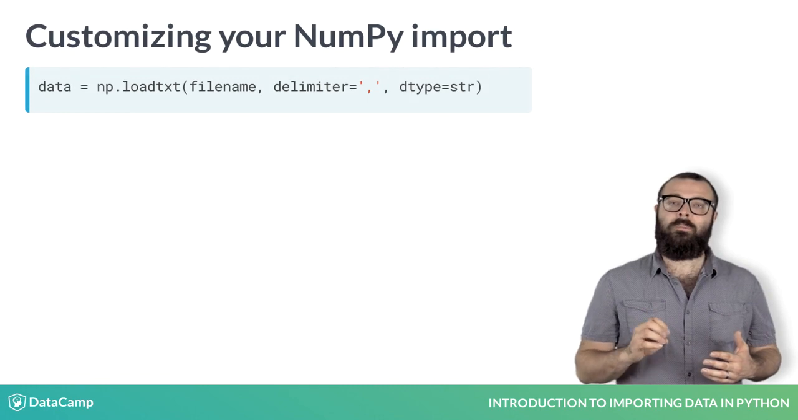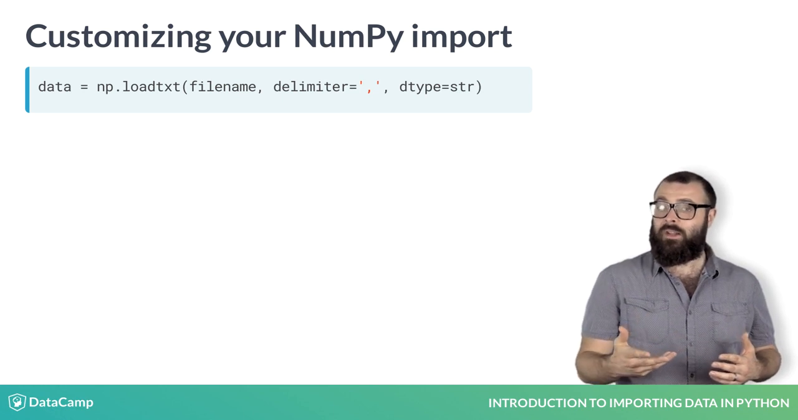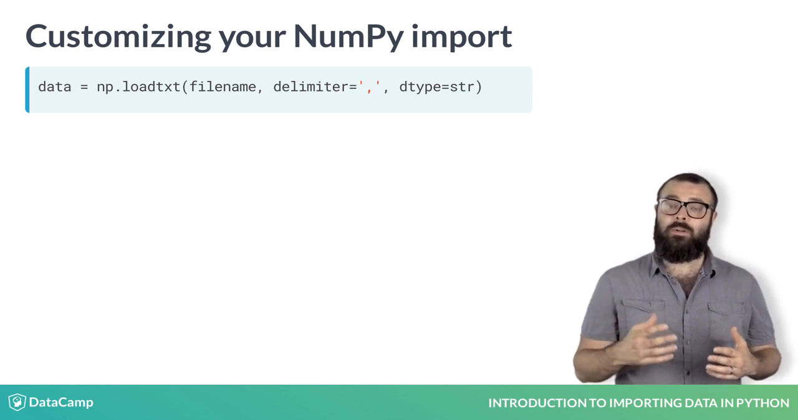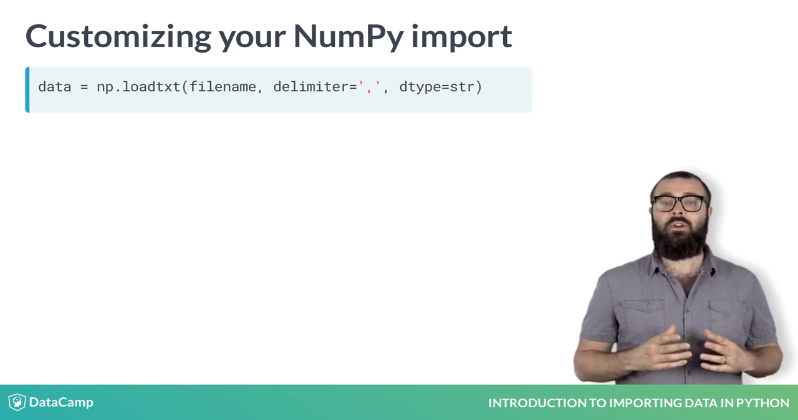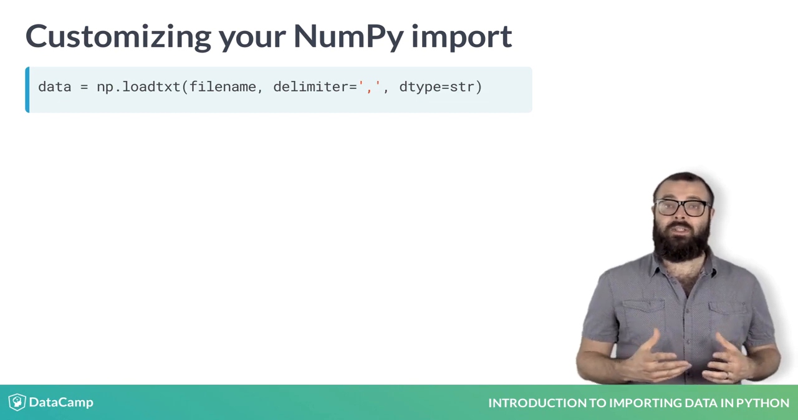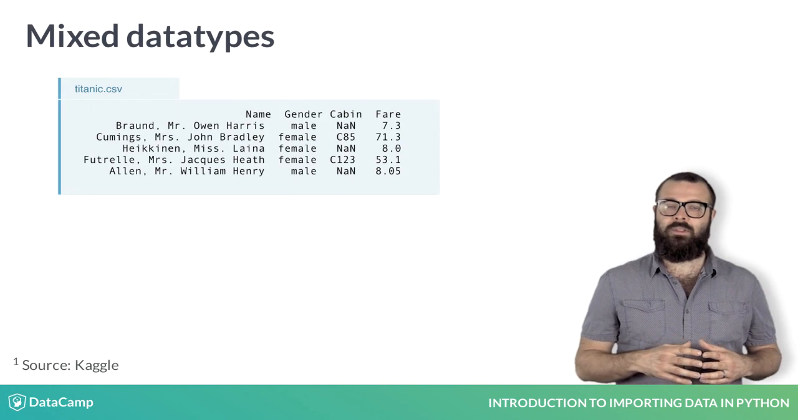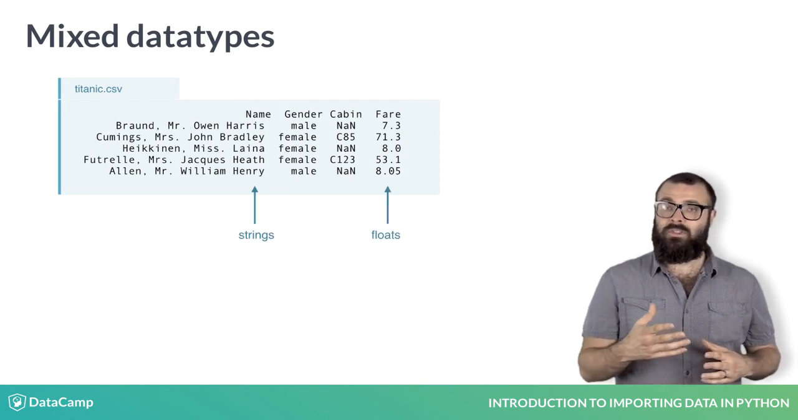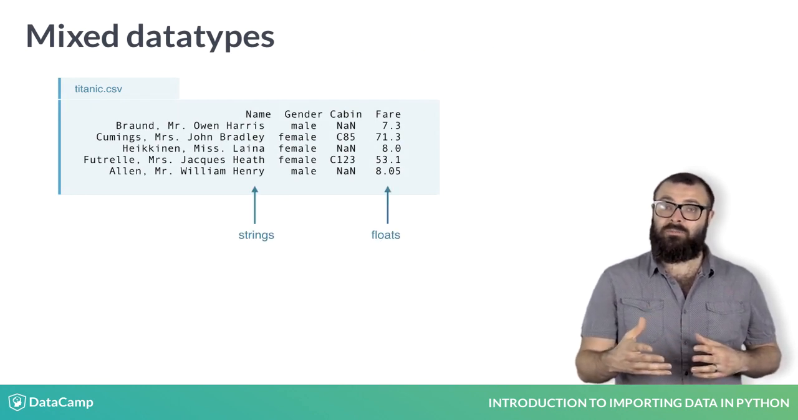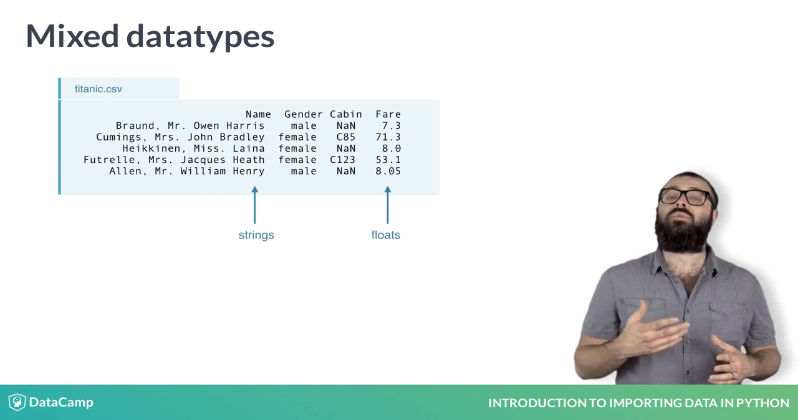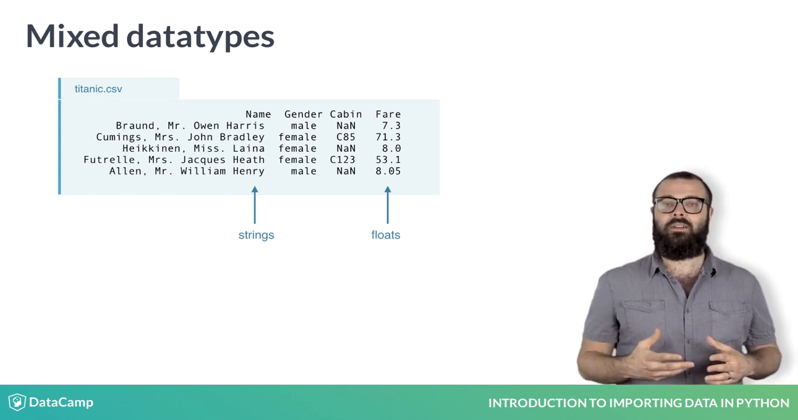You can also import different data types into NumPy arrays. For example, setting the argument dtype equal to str will ensure that all entries are imported as strings. Loadtxt is great for basic cases, but tends to break down when we have mixed data types. For example, columns consisting of floats and columns consisting of strings, such as we saw in the Titanic dataset.